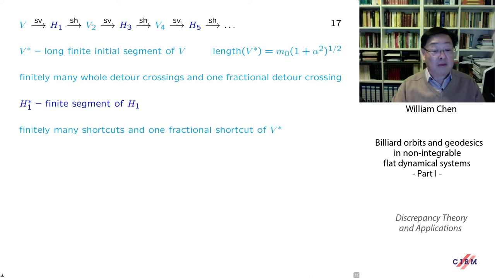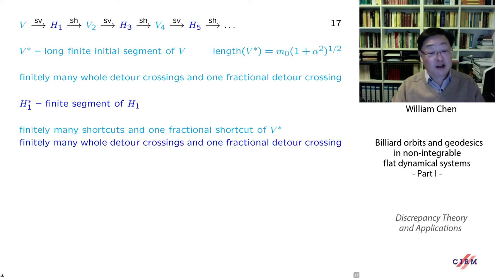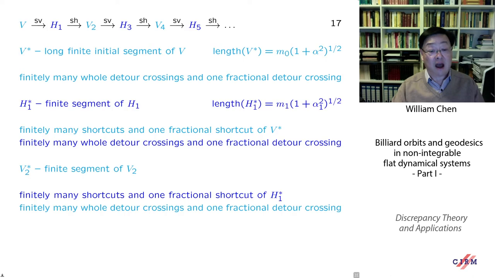But then if we put a few shortcuts together and perhaps a little bit more, we get a detour crossing. So we can think of H1 star as being made up of finitely many whole detour crossings and one fractional detour crossing. And we can also write down its length, which is some multiple of the square root of 1 plus alpha 1 squared. The square root of 1 plus alpha 1 squared is the length of one detour crossing. And we can do likewise for V2 star, which is obtained as part of the short line V2 of H1.